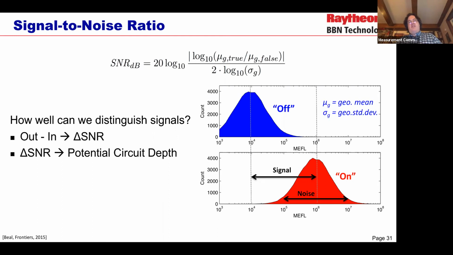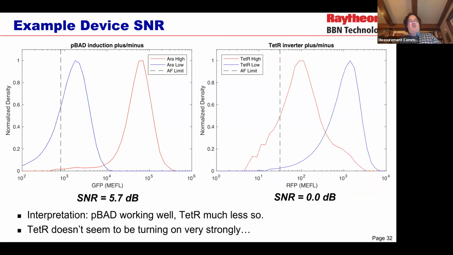So applying this to our device here, we can see that for the P-bad induction, the high and low are very clearly separated. When we apply a signal to noise ratio calculation to it, we can see we've got nearly 6 decibels, that's a pretty good number. That's a number that you can engineer with. These are the same sort of decibels that tell you how loud and how clear the music you're listening to is. So that's telling us this is working pretty well.